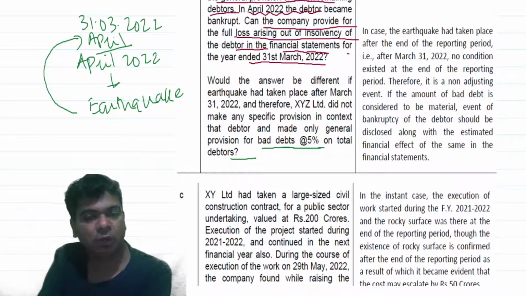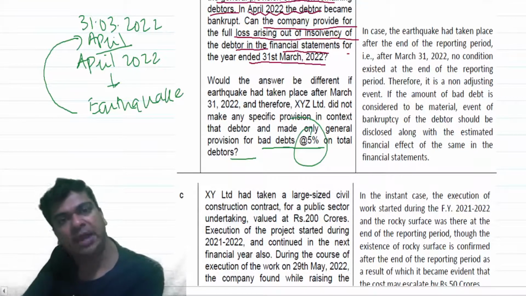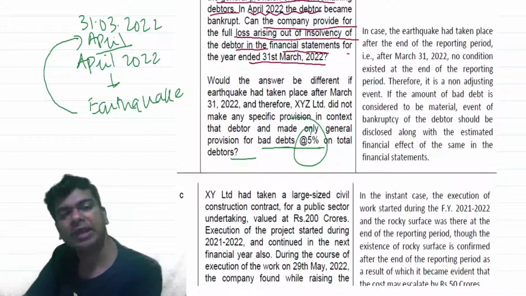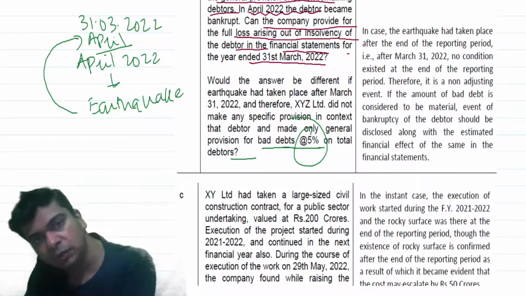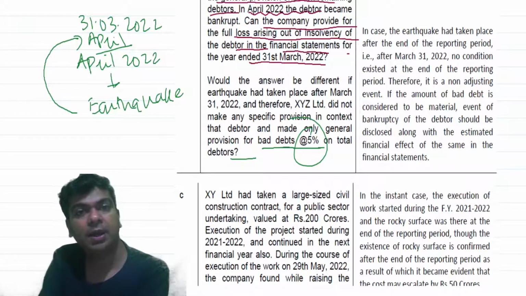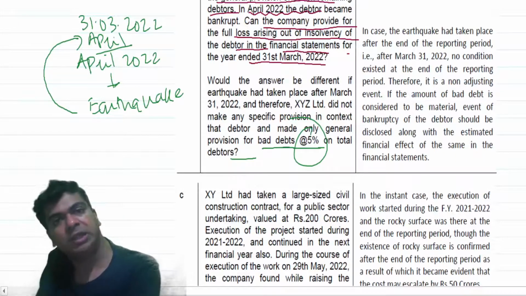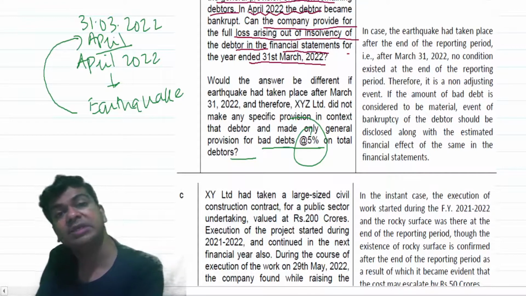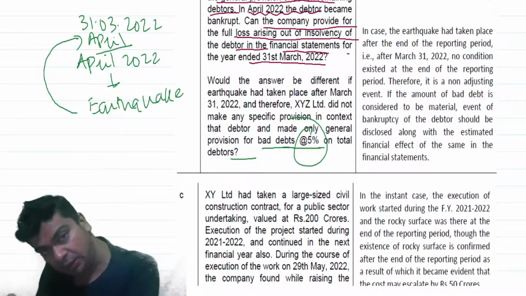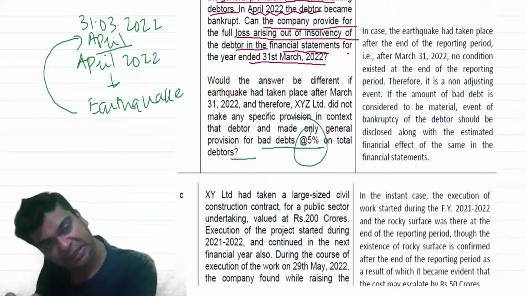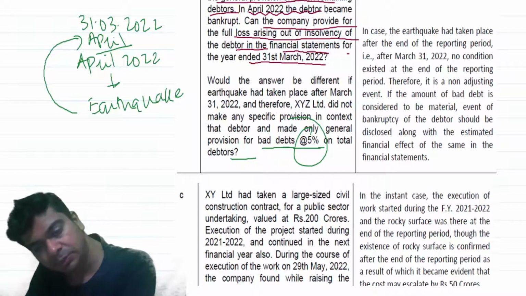If it is a non-adjusting event, I will leave the provision of bad and doubtful debts at 5%. Even though I know that I will not be able to recover entire 2 lakhs of rupees from this particular debtor, still I will not update the provision for bad and doubtful debts. Bad and doubtful debt provision will remain unaffected because it's a non-adjusting event. But for non-adjusting event, disclosure should be provided if it is material. If you are of the view that amount of 2 lakhs of bad debts is material, you should provide an appropriate disclosure in notes to financial statements.